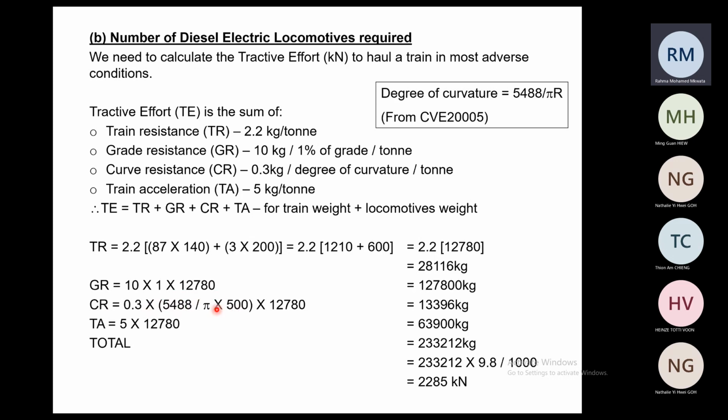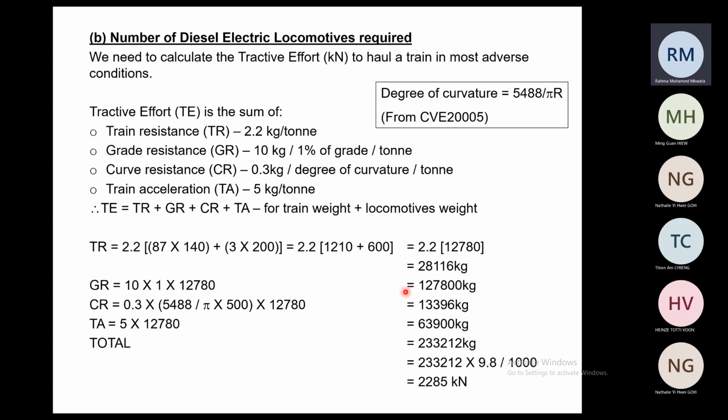Then we have the curve resistance weight, which is 0.3 kg per degree of curvature. The formula for degree of curvature is obtained from your road engineering. Your radius is given as 500, multiplied again by the total weight. It gives you 13,396 kilogram. Then you have your train acceleration, that is 5 kg times total weight. It will give you around 233,212 kilogram.